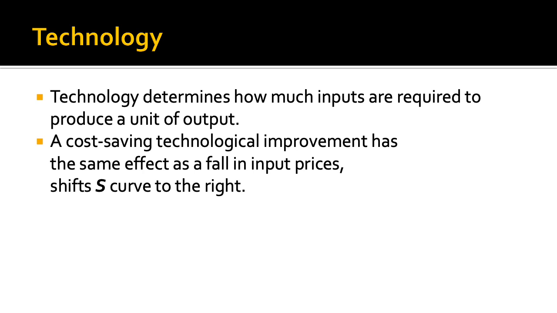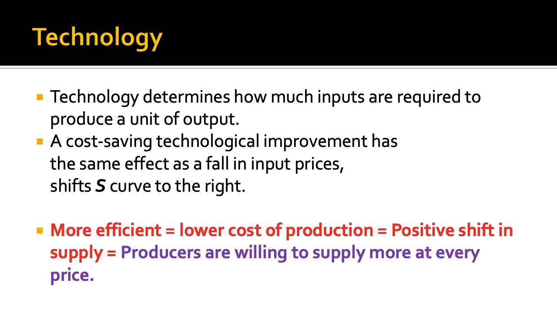Technology determines how much inputs are required to produce a unit of output. A cost-saving technological improvement has the same effect as a fall in input prices, and this would shift the supply curve to the right. So in terms of technology, we're really basically saying an improvement in efficiency or production per worker, production per hour, etc. More efficiency means lower cost of production, means a positive shift in supply, and producers are willing to supply more at every price.